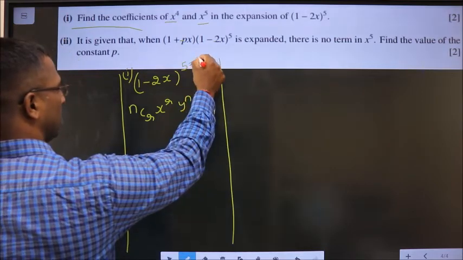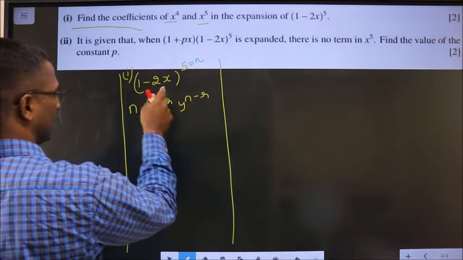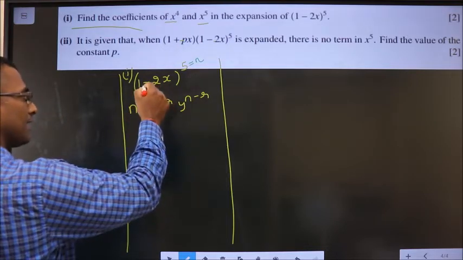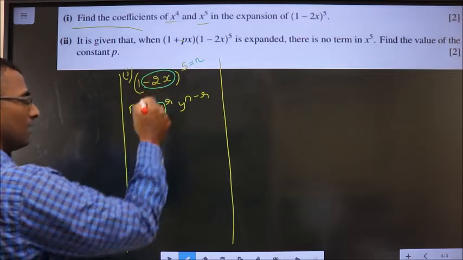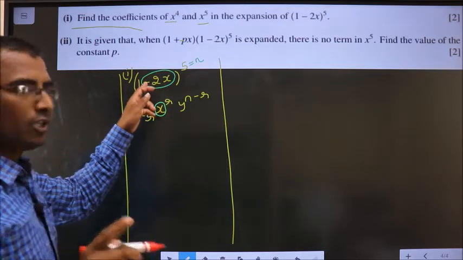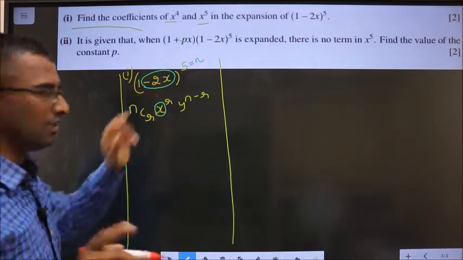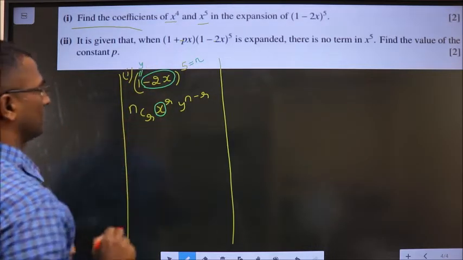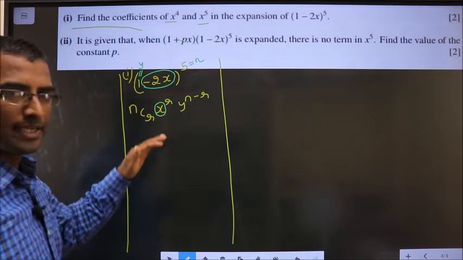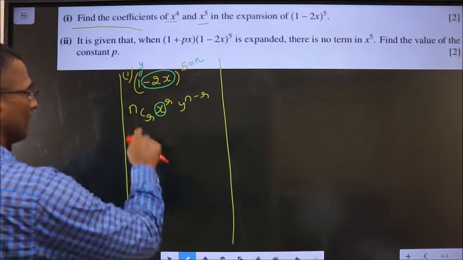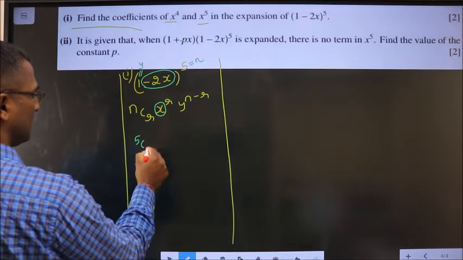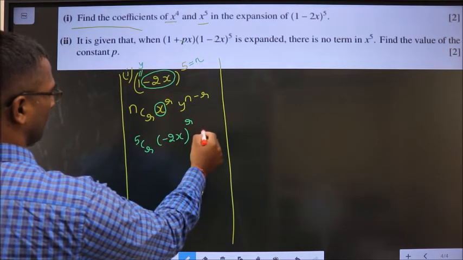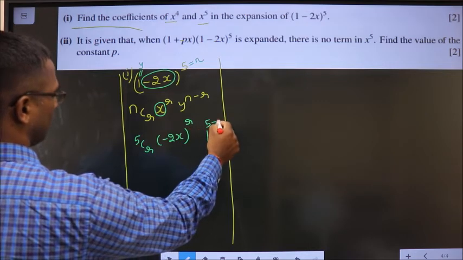The power is n, and in place of x, inside the bracket, the x term you will take. Here the x term is minus 2x. Many miss the negative sign, you should not miss. Now the left out term should be taken for y. Now replace them in the general term. So here it is 5Cr, in place of x it is minus 2x, in place of y it is 1.